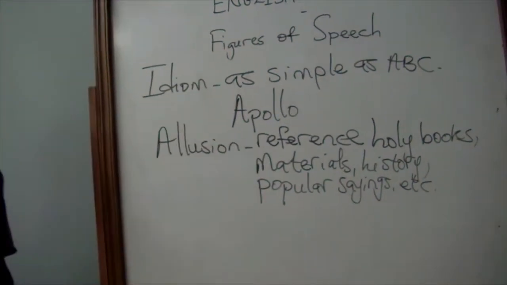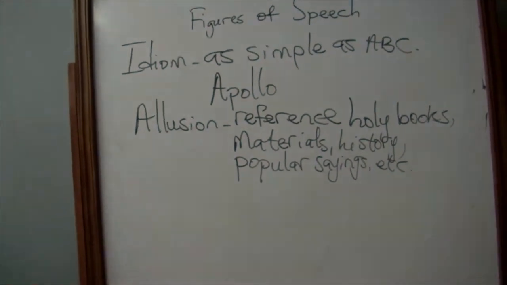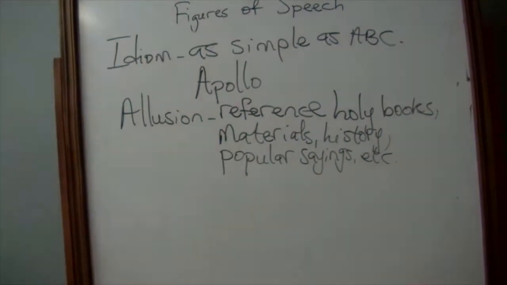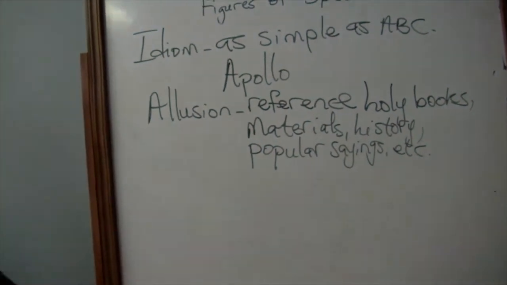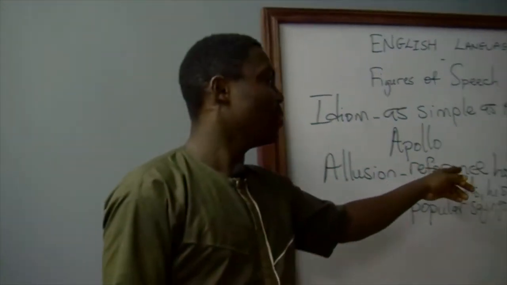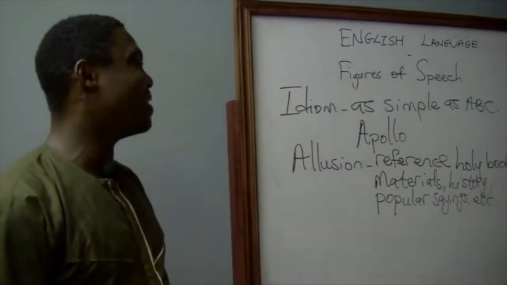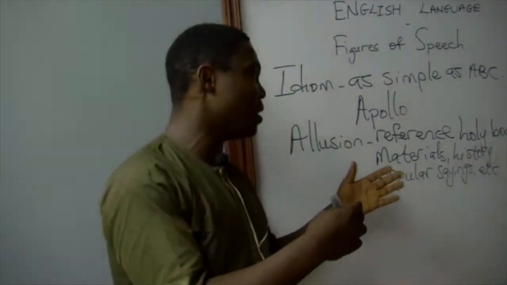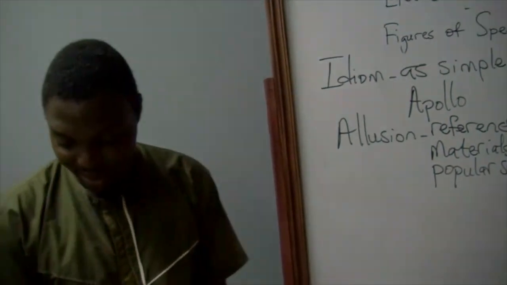So, if I say, oh, the love between the two friends is like that of David and Jonathan. That's a reference to the Bible. The love between the two friends is like that of David and Jonathan. That is a reference to the Bible, the story of David and Jonathan.